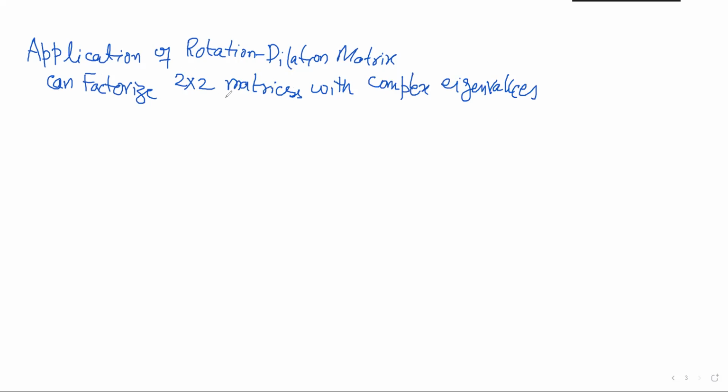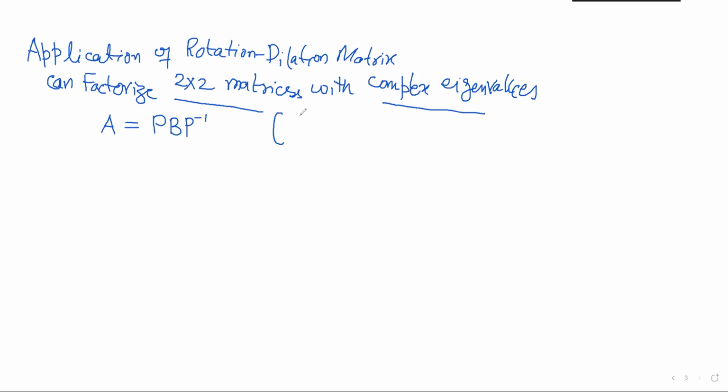Okay, remember that this matrix should be 2 by 2. It can be any 2 by 2 matrix, but the condition is that the matrix should have complex eigenvalues. So only then can we factorize it, and we can factorize it in this form. Suppose that matrix is A, we can factorize it into P, B, P inverse. Okay, P, B, P inverse.